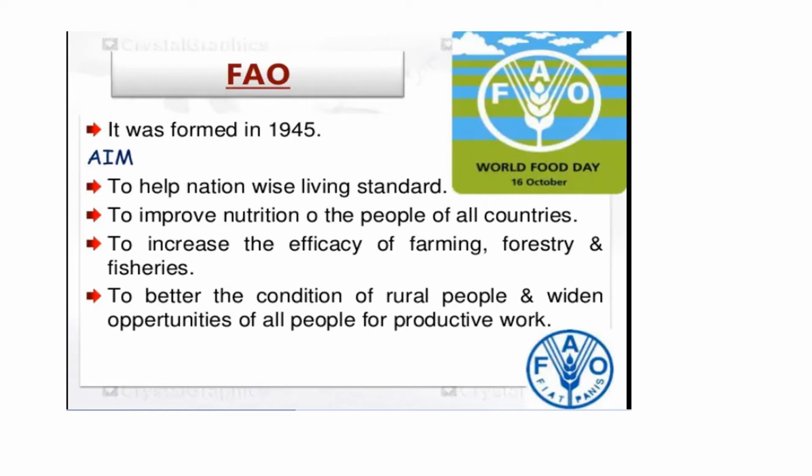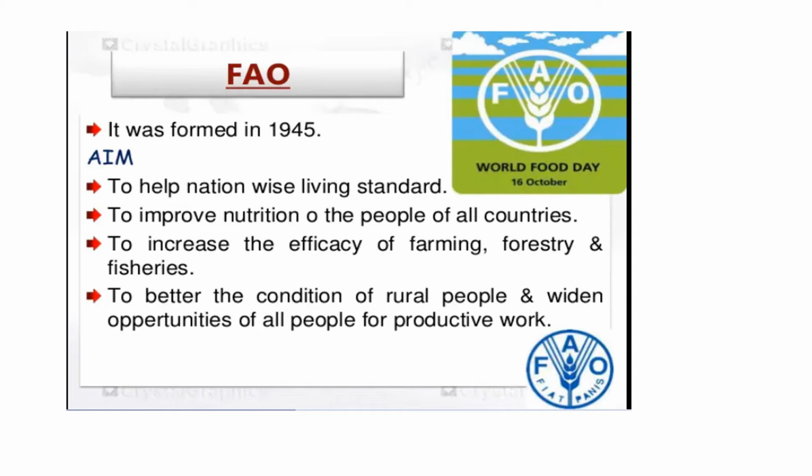Now next one is FAO, right? So it was formed in 1945, and its full form is Food and Agriculture Organization. There are several aims which are regulated by the FAO. It helps raise the living standard of nations, to improve nutrition of the people of all countries, to increase the efficiency of farming, forestry and fisheries, to better the condition of rural people and widen opportunities of all the people for productive work, right? So FAO basically helps in improving the overall standard of living. No country or people of any country should be malnourished or have less nutritional value. So that is their main concern.